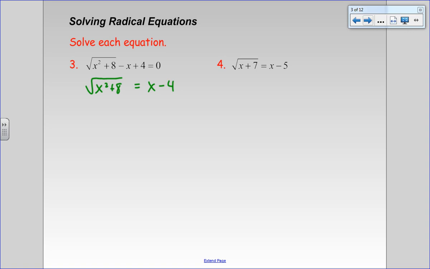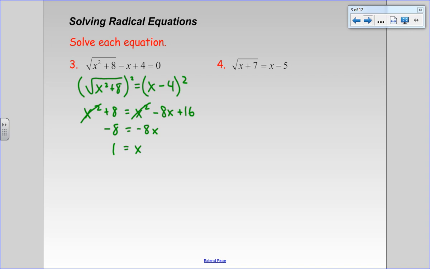Now we'll use the principle of squaring. In squaring both sides, we need to be careful. On the right-hand side, since we're squaring the binomial x minus 4, we need to use the process of binomial multiplication to do that. The result is x squared plus 8 equals x squared minus 8x plus 16. Continuing to solve for x, we can subtract x squared on both sides, and those terms will cancel out. Then we can subtract 16 on both sides. And finally, we can divide by negative 8 on both sides. So the solution of our new equation is x equals 1.